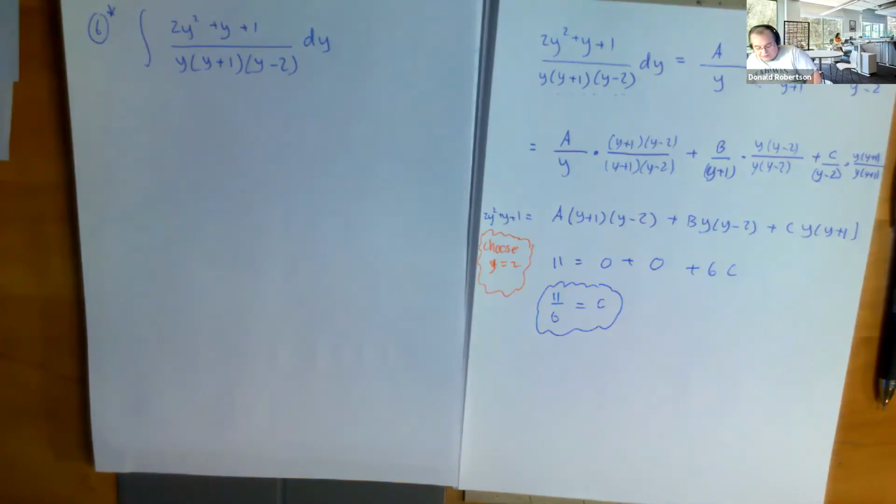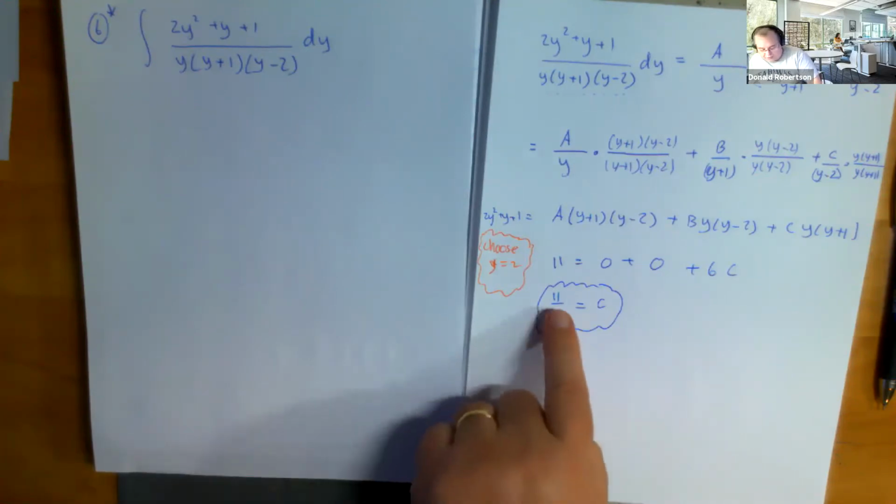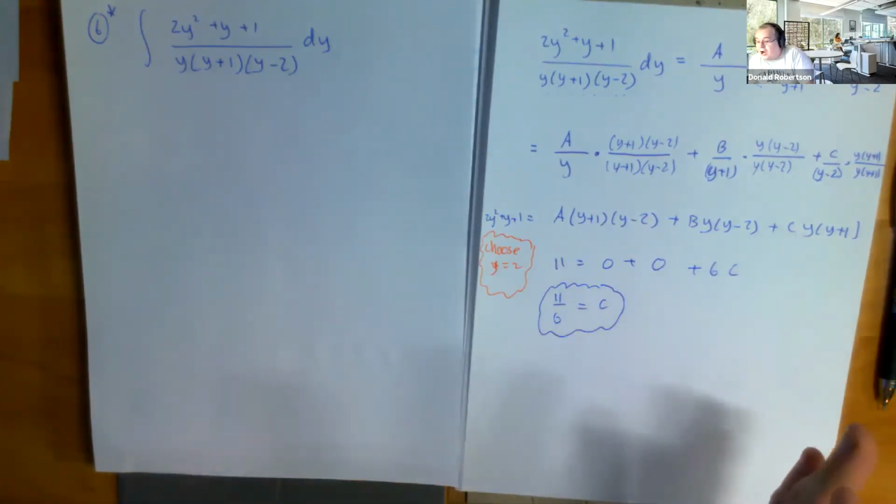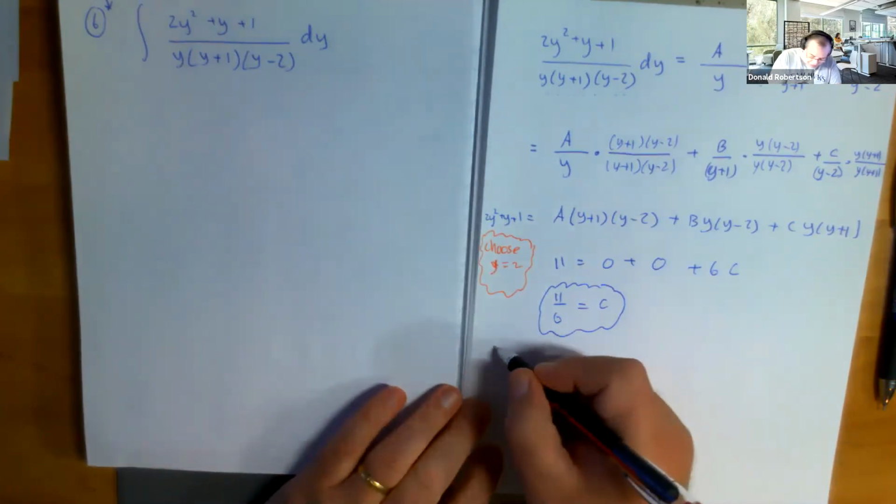Now, provided all the terms are linear, you can just keep going. In other words, you don't actually need to rewrite it with C equals 11 over 6, although it wouldn't harm if you did. Give me your second choice.